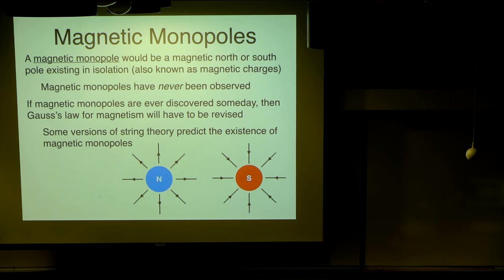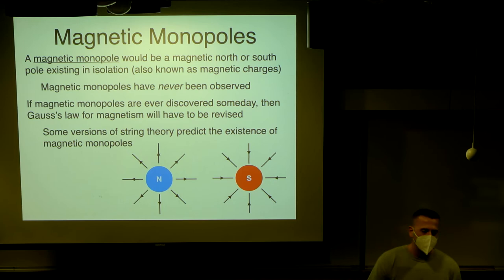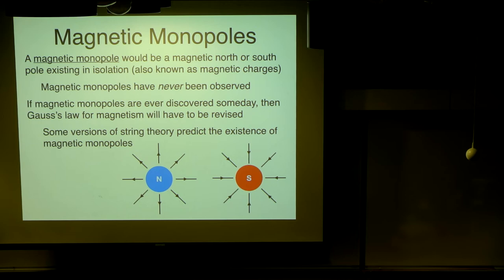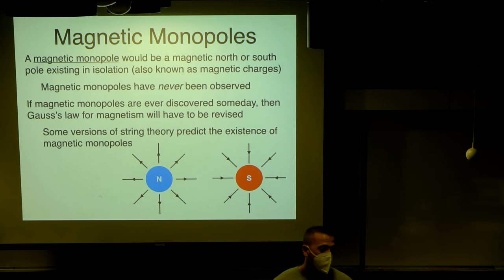All right, so what we're saying is a magnetic monopole, where it's just an isolated north or just an isolated south pole, does not exist. That's what Gauss's law for magnetic fields is telling us. So let's just think about, okay, hypothetically, if we did have magnetic monopoles, what would that look like? So again, definition here, a magnetic monopole would be just an isolated north or an isolated south pole of a magnet in complete isolation, not a dipole.